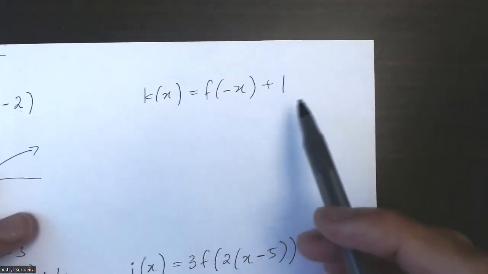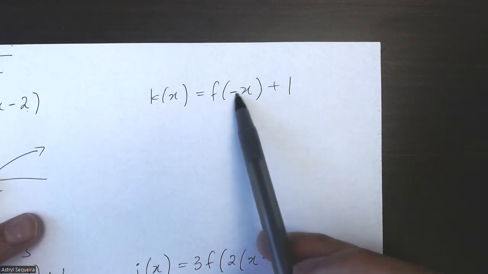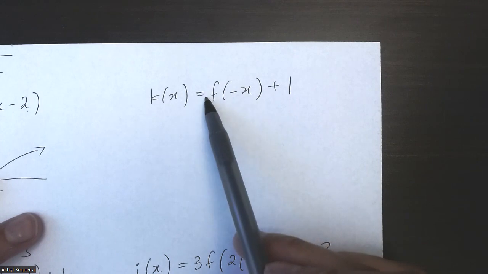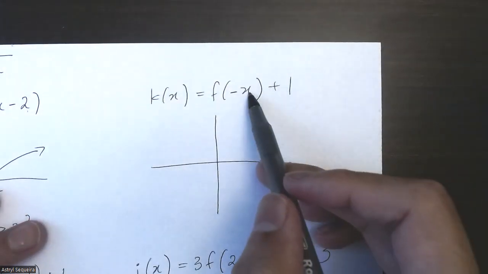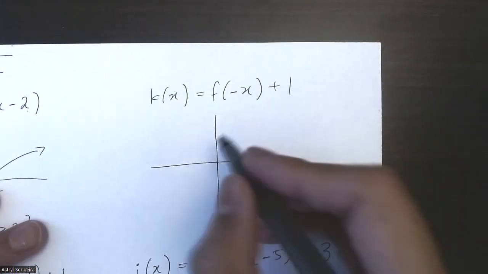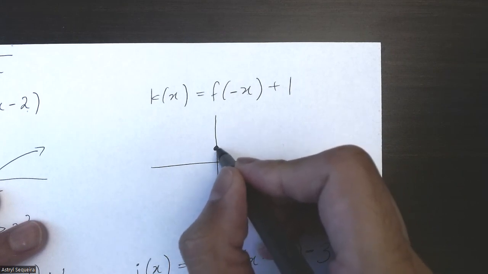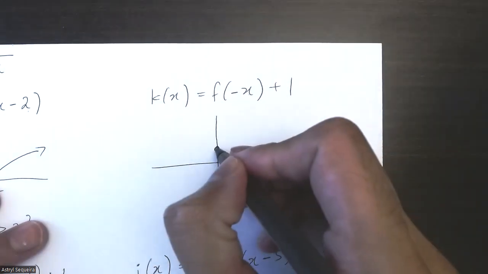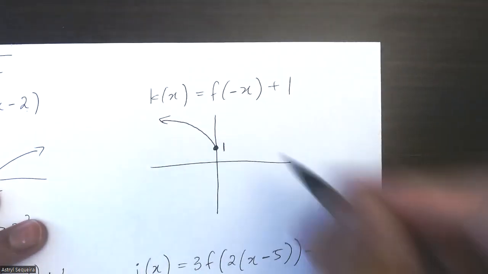Same idea for these questions here, but now I have a reflection in the y-axis. If the negative is inside, it's a reflection in the y-axis. If the negative is outside, it's a reflection in the x-axis. So this graph is not shifted left or right at all, but it is shifted up by 1 unit. So my starting point moves from the origin up here. And normally it will go like this, but since it's reflected in the y-axis, it's going to look like this.